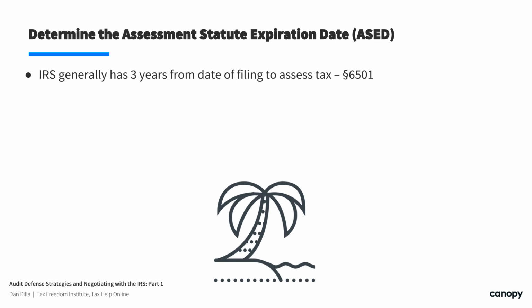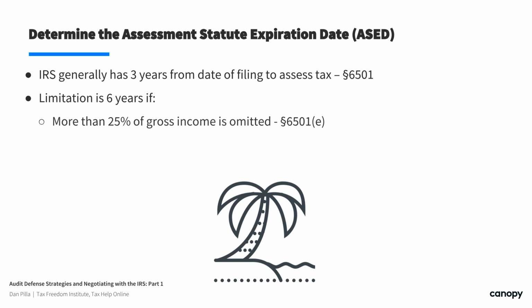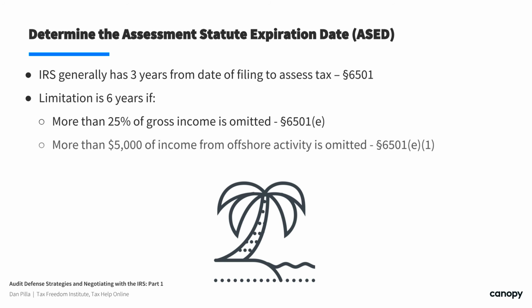3 years from the date of filing the tax return. Now, of course, if returns are filed late, then that's what the 3-year clock starts with, the date of filing, not the due date of the return. And so that 3-year rule is hard and fast, except in these limited situations. It goes from 3 years to 6 years if more than 25% of gross income is omitted from the tax return, and or more than $5,000 of income from offshore activity is omitted. In that situation, the examination goes from 3 years to 6 years.